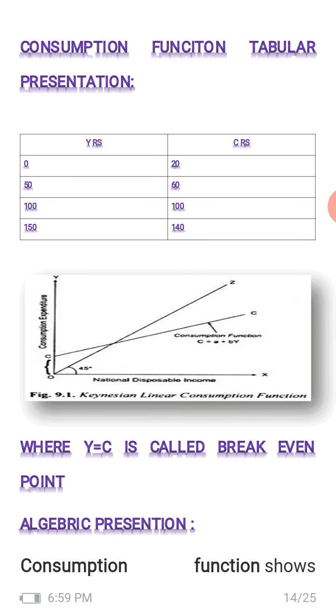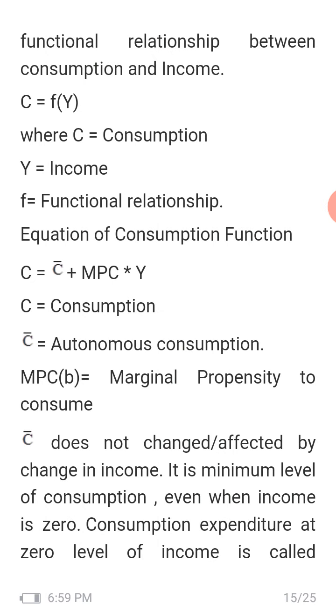Algebraic expression: I have already shown the relation, C equal to consumption, Y income, a functional relationship. The equation of the consumption function is C equal to autonomous consumption plus MPC, marginal propensity to consume, times income. C is consumption, plus autonomous consumption. The marginal propensity to consume we represent by B. That's why C equal to C plus B into Y, that is, marginal propensity to consume into income, right?